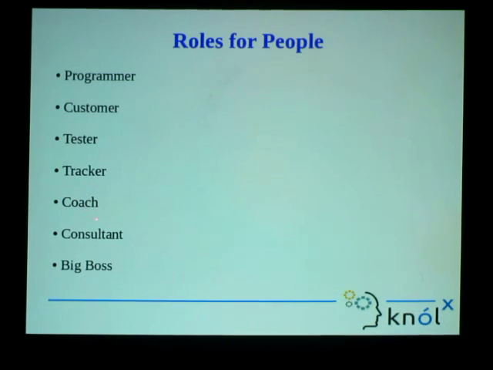Next we have a coach who actually coordinates the whole team. A consultant, which generally is on the client side, and tells them, okay, this is the technology stack that we should use for this product. And the last one is the big boss. He actually decides everything for the product. Okay, now you can decide who is the big boss for your product, for your project.